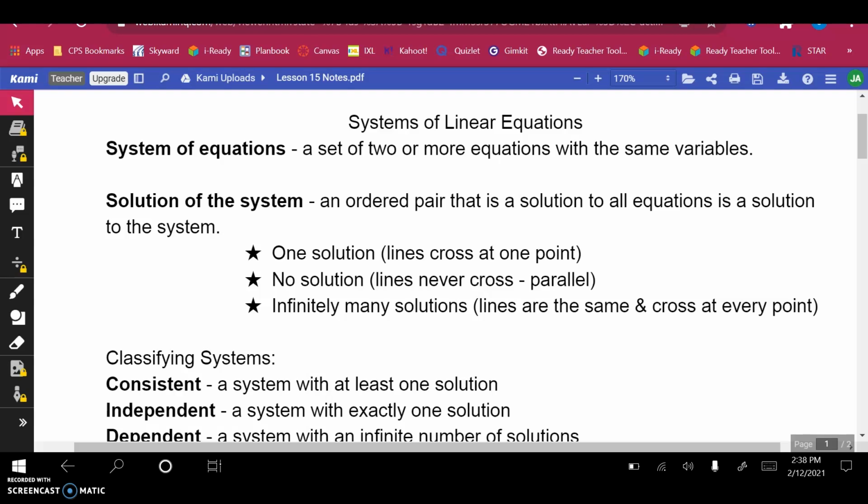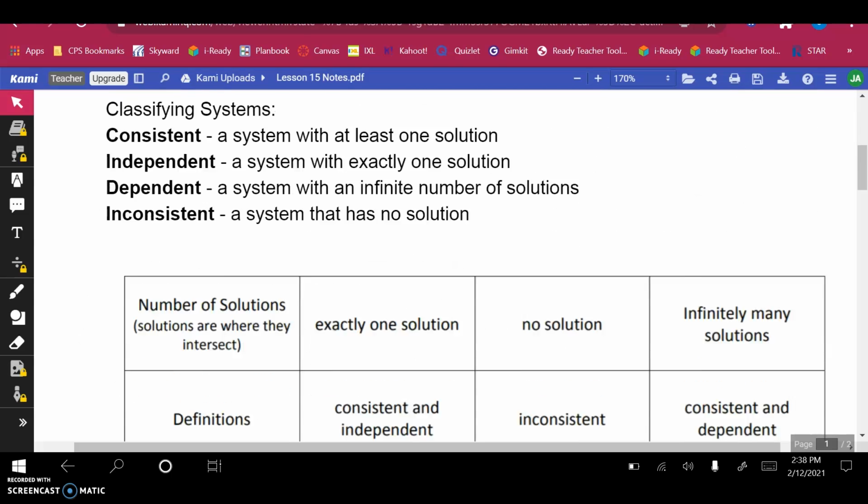We have three options. We have one solution, and that is where the two lines cross at one point. We have no solutions, and that's where our lines will never cross. If we have lines that are parallel, they're never going to cross, so there's no solution. And then we also have infinitely many solutions, so that is where the two lines are the exact same and they cross at every point. So three options, just like we had when we were solving equations.